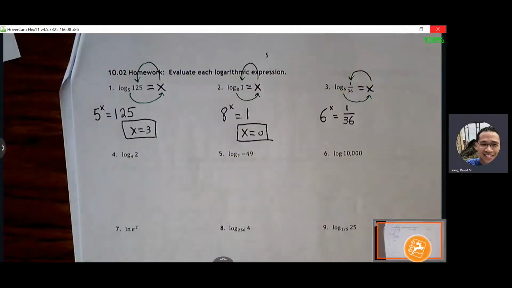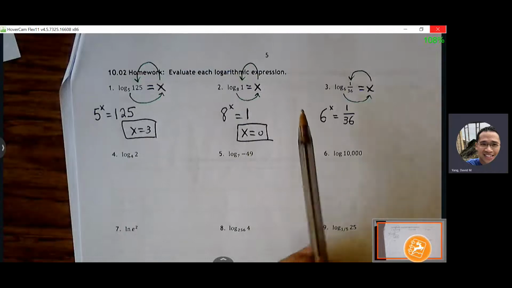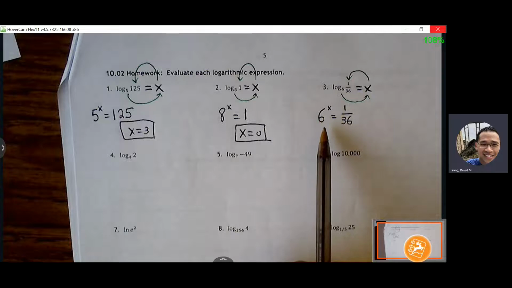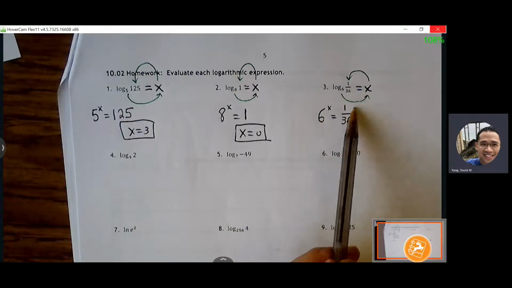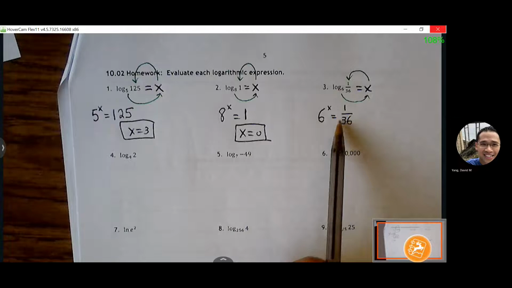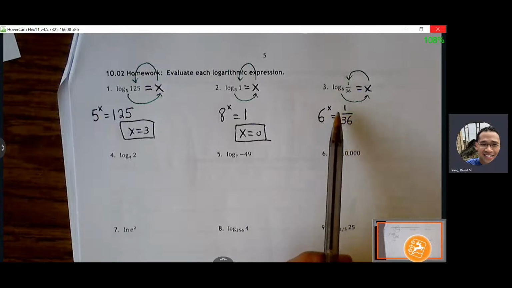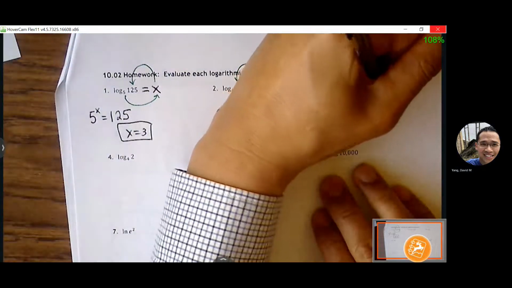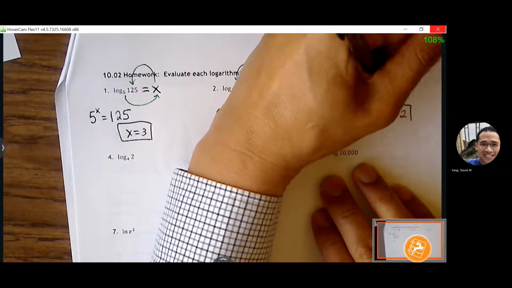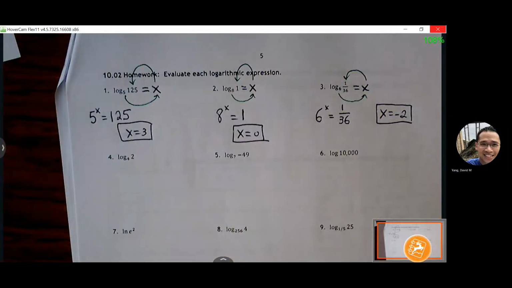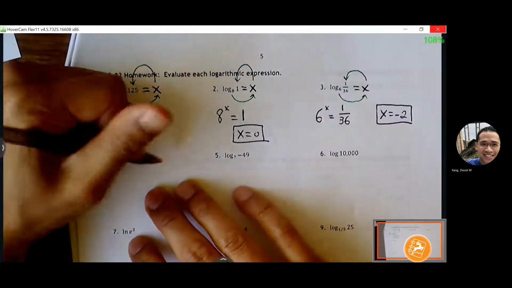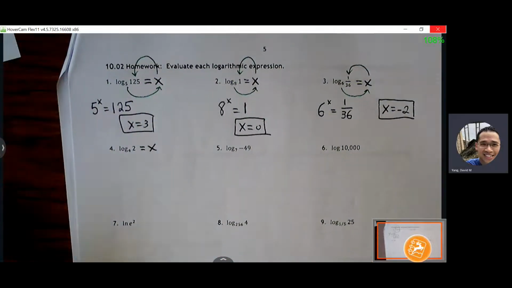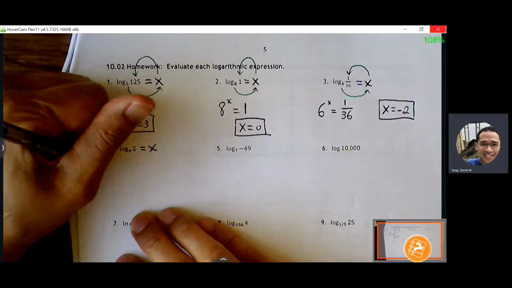Okay. 6 raised to the x power is equal to 1 over 36. Let's worry about the 36 to begin with. 6 raised to what power is 36? 2, and then how can I get it in the denominator? Yeah, put a negative in front, right? So 2 will give me the 36. The negative 2 will force it in the denominator. Yep. Okay, so I'll just work through as you guys are doing at the same time. You can check your answer along the way.